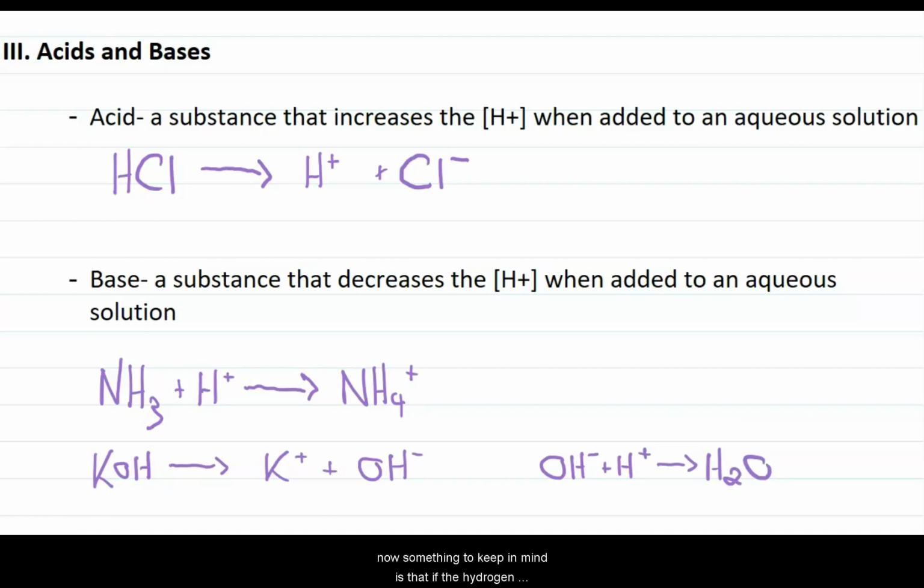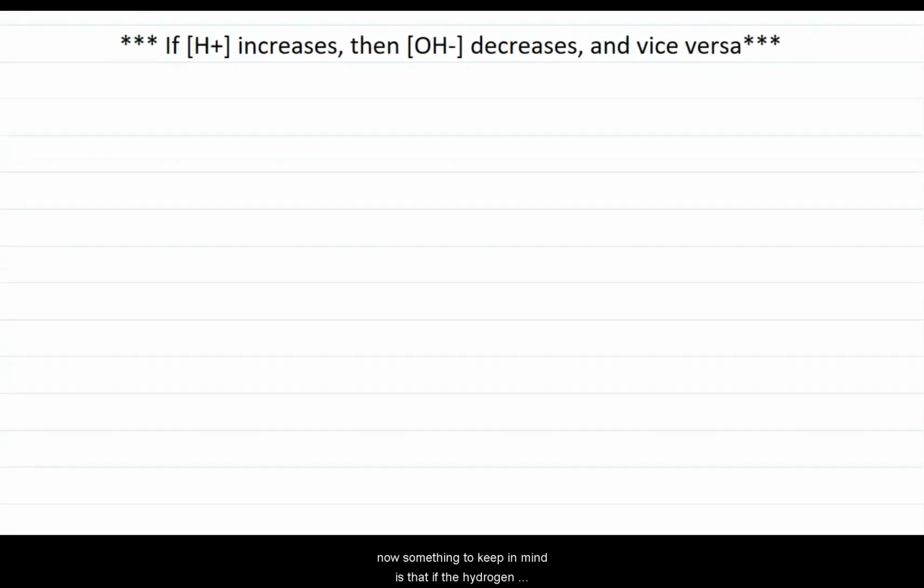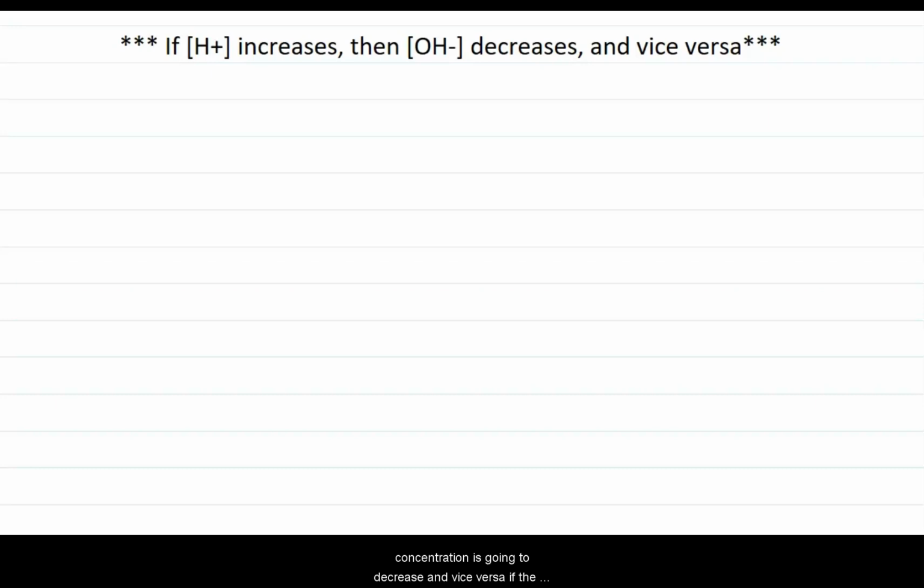Now, something to keep in mind is that if the hydrogen ion concentration increases, then the hydroxyl ion concentration is going to decrease, and vice versa. If the hydroxyl ion concentration increases, the hydrogen ion concentration will decrease.